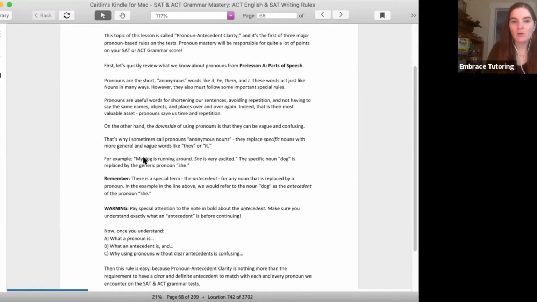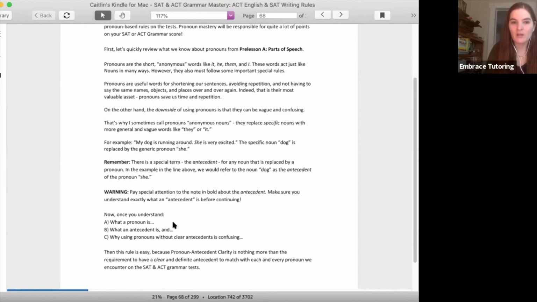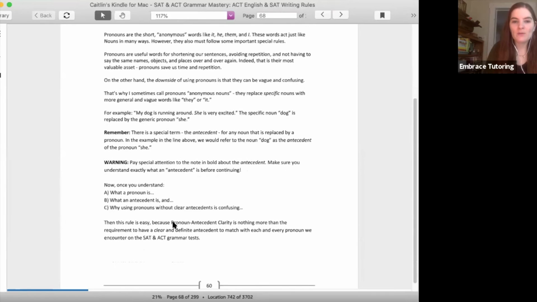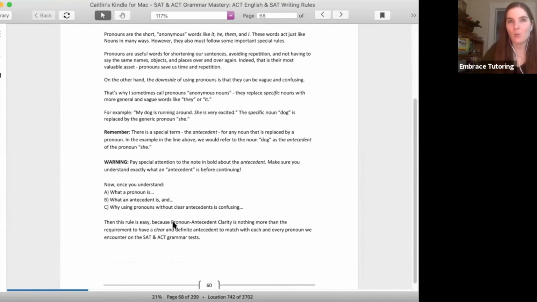Okay, so that means that dog is the word that's being replaced by she. It's what the pronoun is referring back to. Okay, you always want to pay special attention to the word antecedent, because you need to understand that term before you can really understand how to use pronouns and why we use them.